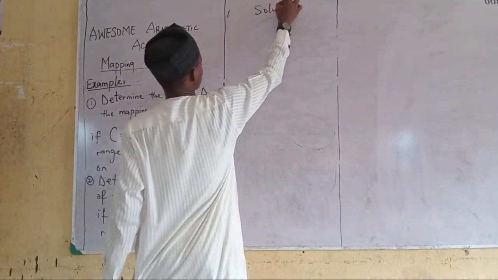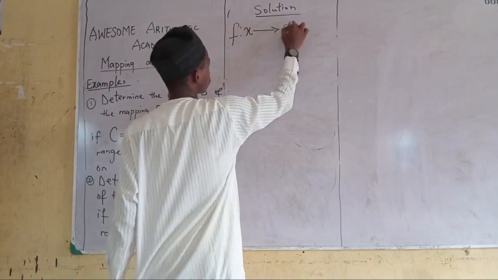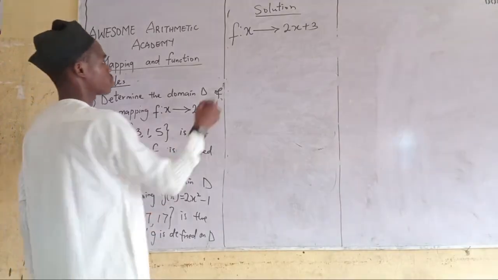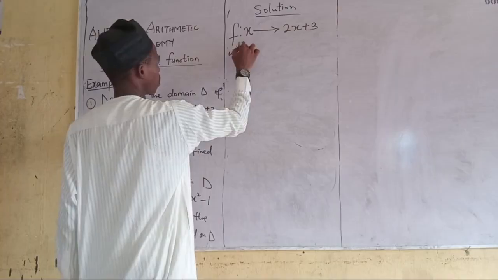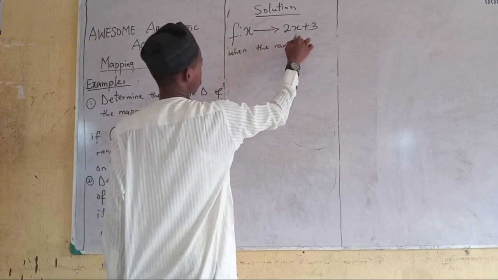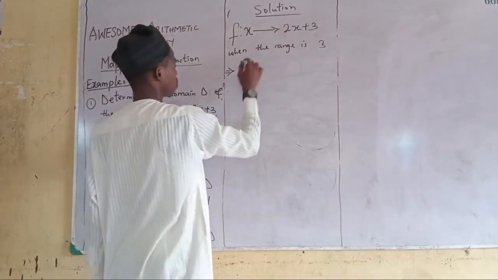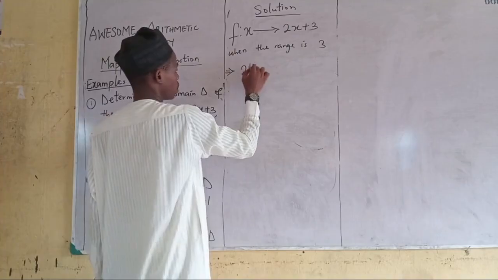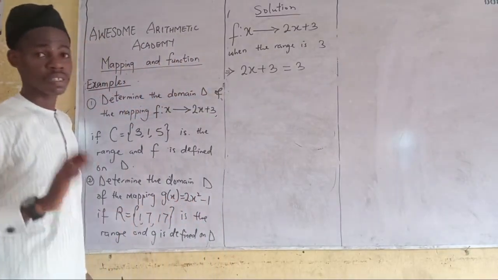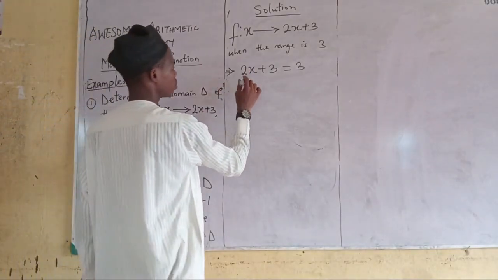Solution. You are given f of x maps to 2x plus 3. The first one is when the range is 3. So this implies that we have 2x plus 3 equals 3, because I'm looking for the value of x. I hope that's okay.